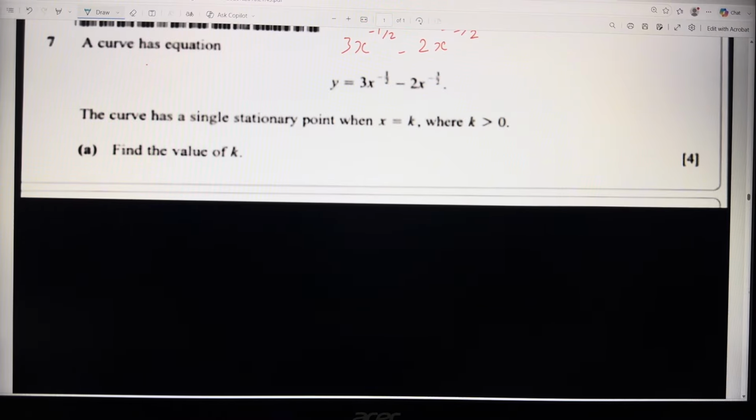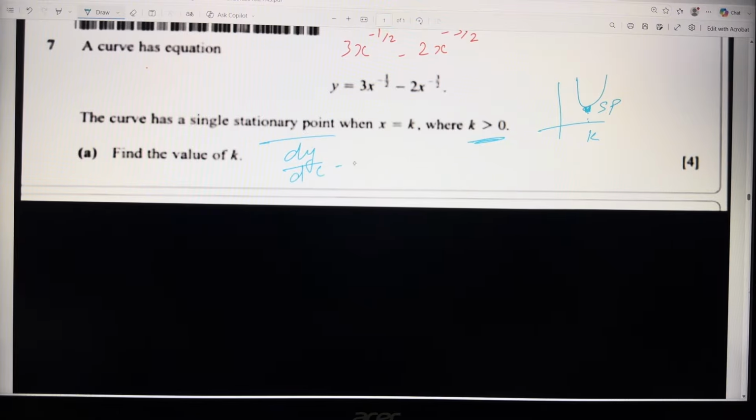so the curve has a single stationary point, where x is equal to k, and k is positive. Find the exact value of k. Okay, for a stationary point, you should know, dy upon dx is equal to 0. That is when we find the stationary point, right?